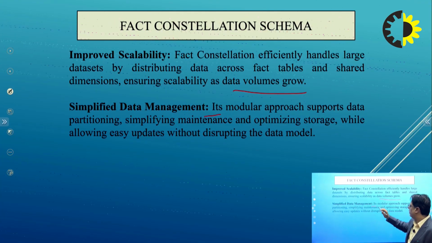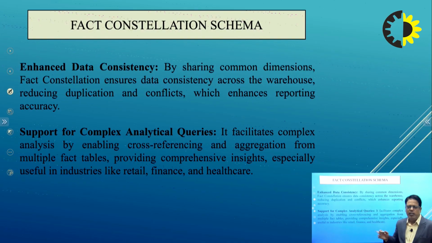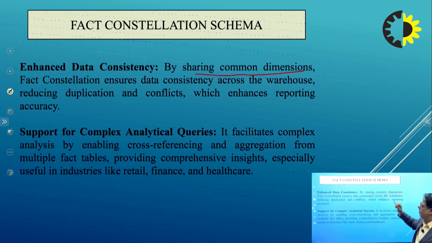Simplified data management. It is a modular approach, basically supporting partitioning, simplifying maintenance and optimizing storage while allowing easy updates without disrupting the data models. Means this type of multidimensional architecture maintains the consistency of data, reduces the redundancy of data and normalizes the data. So we can easily find the data with query fetching tools. Enhanced data consistency. Now see, this data architecture basically enhances the performance of the databases, reduces the redundancy of data and also maintains the consistency.